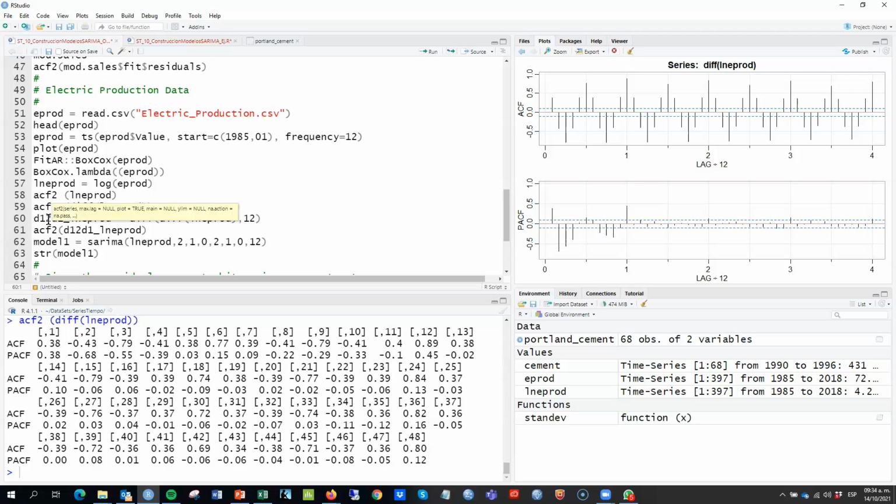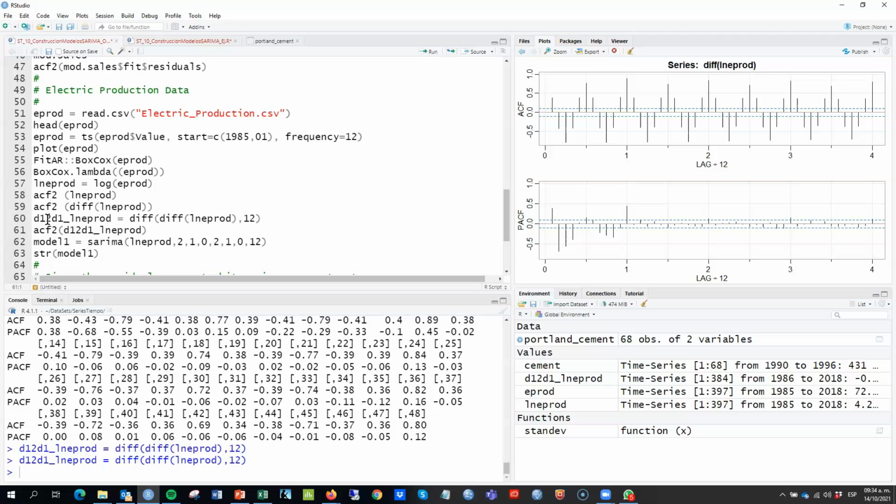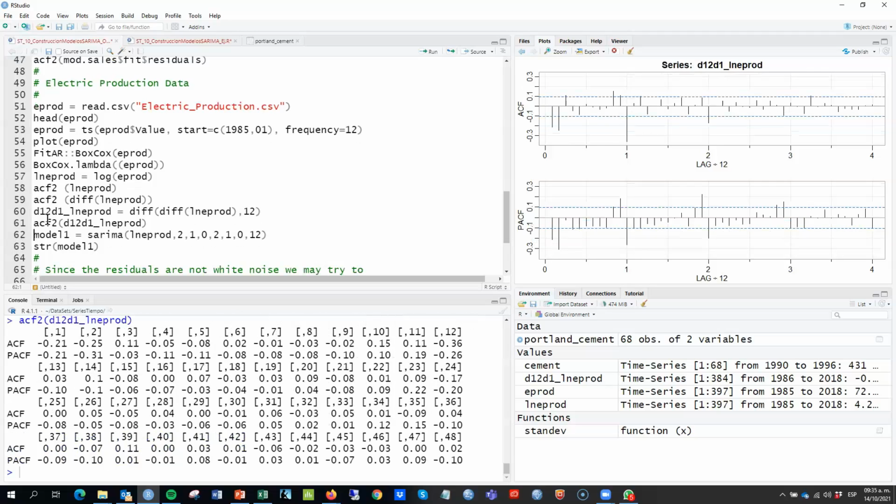So I take the seasonal difference. And I'm calling it D12 D1, because it's the seasonal difference of the first difference. It's a difference of the first difference, but at lag 12. So with that, I take the seasonal difference of order 12. Now I look at the ACF.